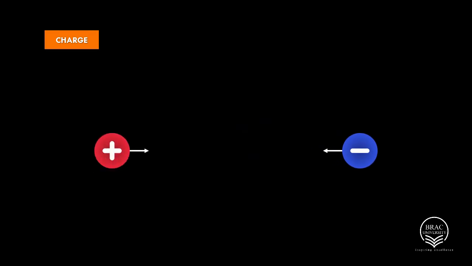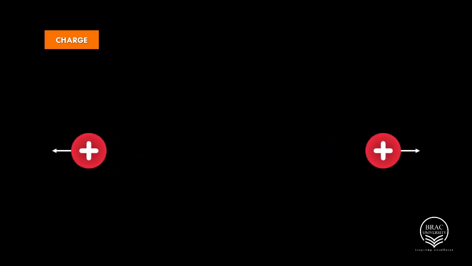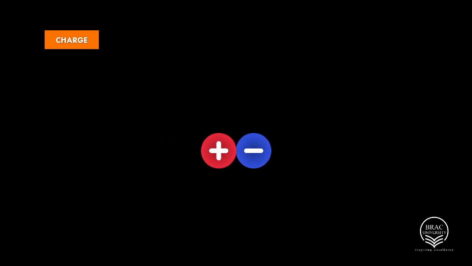For example, oppositely charged objects attract each other, whereas the same type of charges repel each other. In fact, this interaction between charges is the phenomenon that led us to the discovery of charge. When a negatively charged object is put near a positively charged object, both of them apply a force towards each other, which is the attraction I just mentioned.